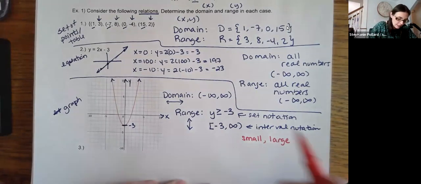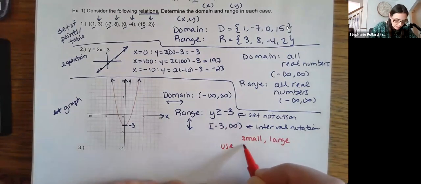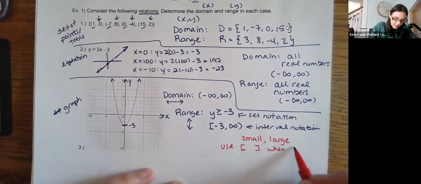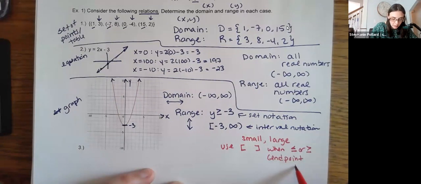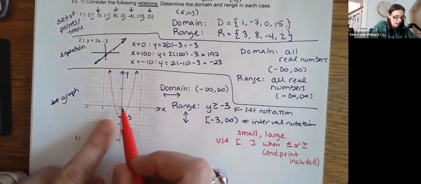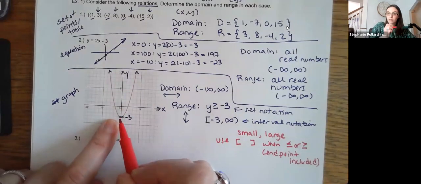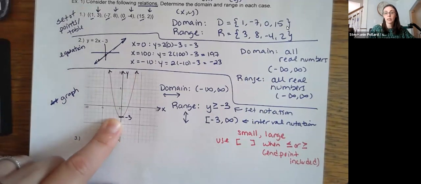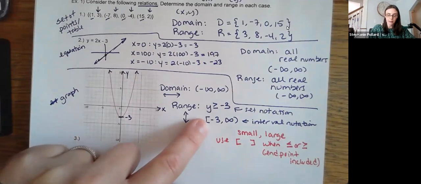The other thing is that we use brackets when the idea is less than or equal to or greater than or equal to. So when the endpoint is included. So here, right, that graph actually touches the -3. It goes down to -3. It's not like a hole there or a jump or anything. It physically touches it. So that endpoint is included. That's why I use a bracket there.